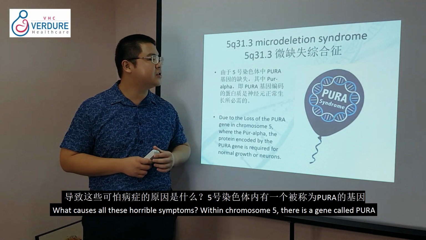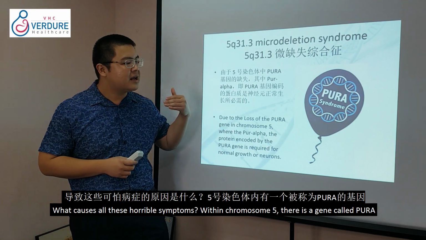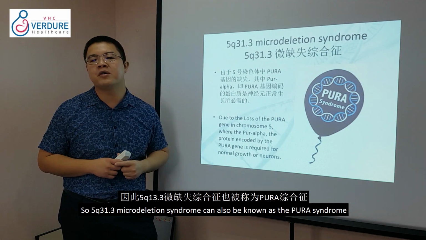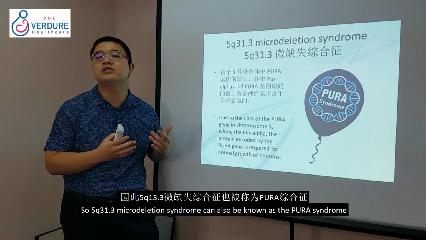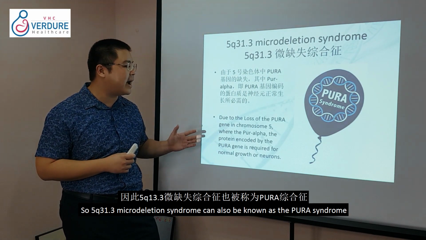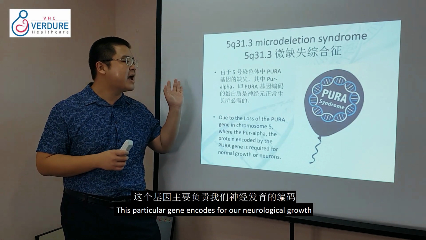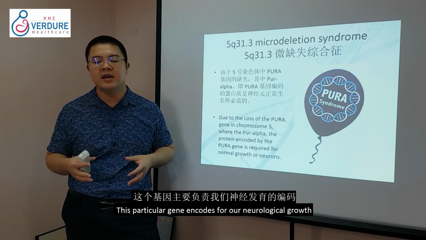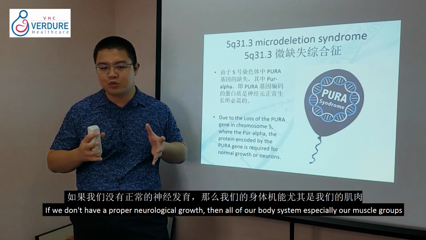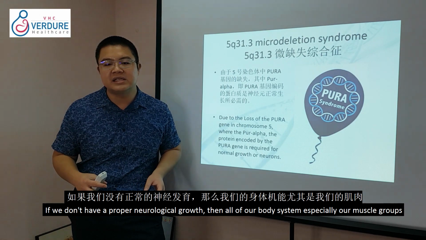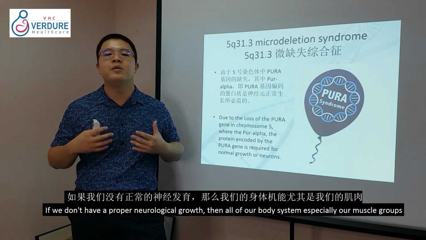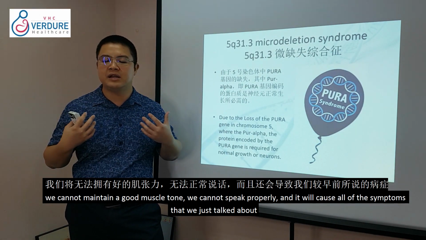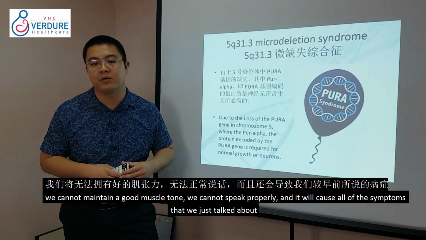Now, within chromosome 5, there is a gene called PURA, P-U-R-A. So 5q31.3 deletion syndrome can also be known as the PURA syndrome, whereby this particular gene encodes for our neurological growth. So if we don't have the proper neurological growth, then all of our body systems, especially our muscle groups, we cannot maintain a good muscle tone, we cannot speak properly, and it will cause all of the symptoms that we have just spoken about.